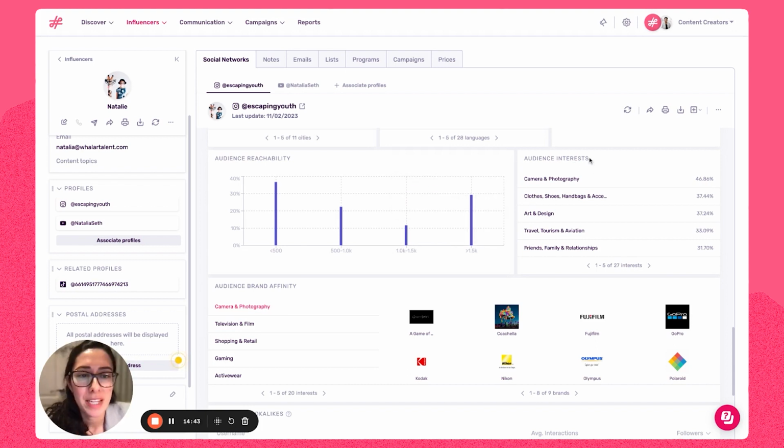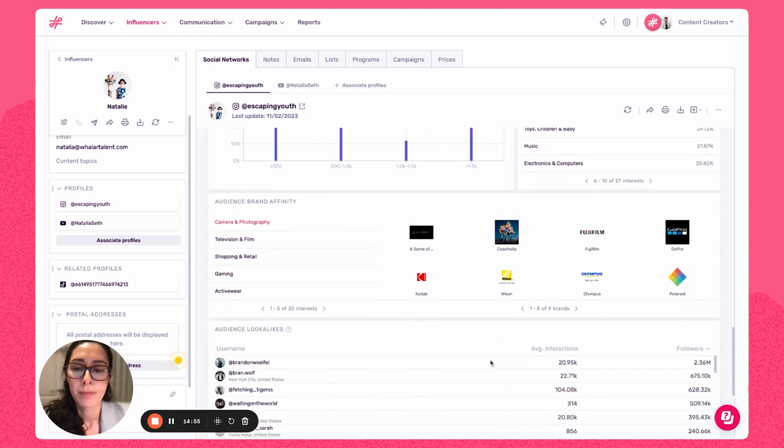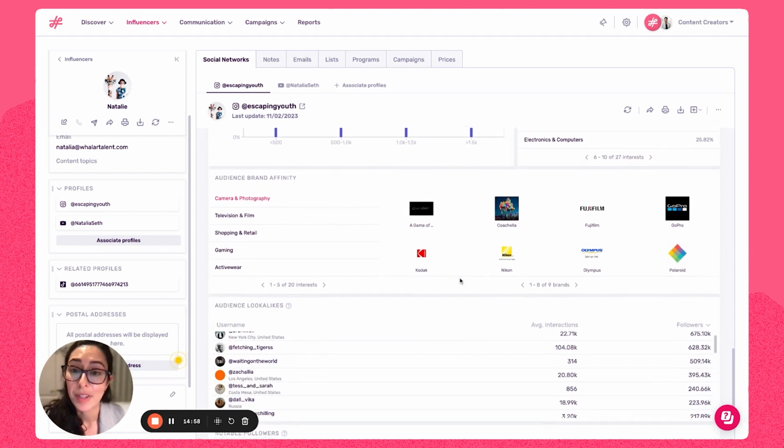Now over here we have audience interests. As we can see, this lines up fairly well with what she has above. They're also interested in cameras, clothes, art and design. If you click on this little arrow, you can see all of the interests. And down here is the audience brand affinity. So for example, maybe lots of them are fans of Game of Thrones, maybe lots of them have put up hashtags or location tags for Coachella. This just gives you an idea of the brands that they interact with on a daily basis.